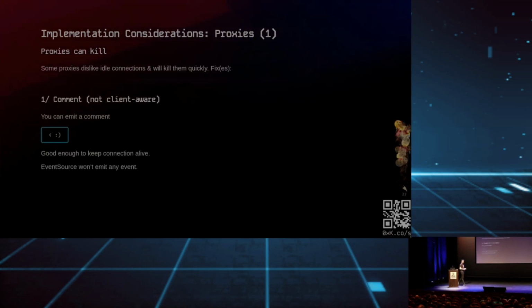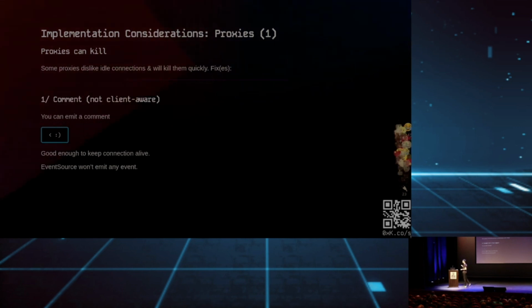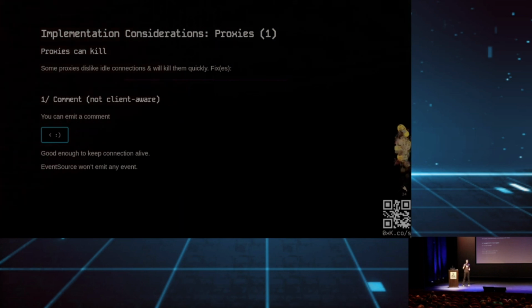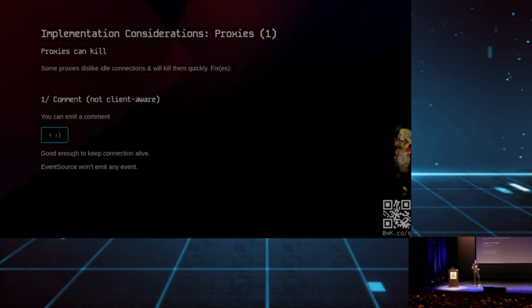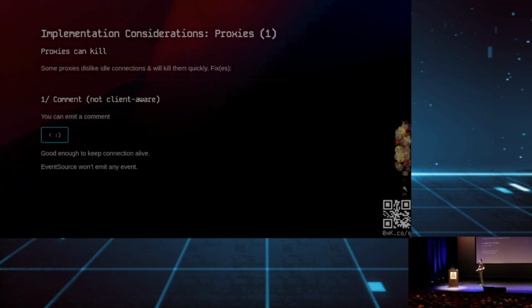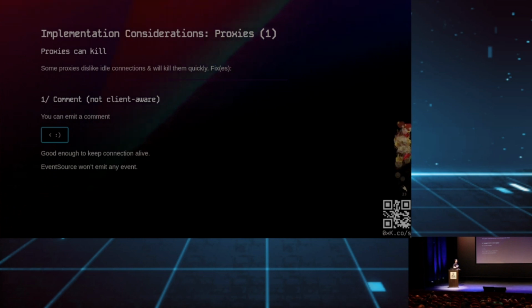Finally, the internet is a wild place, and that includes the network layer. There are lots of proxies, load balancers, and middleware that will look at an idle HTTP connection and happily kill it. So in order to fix this, we need to somehow keep the connection alive. There are two approaches that I'm going to present. One is just push a comment.